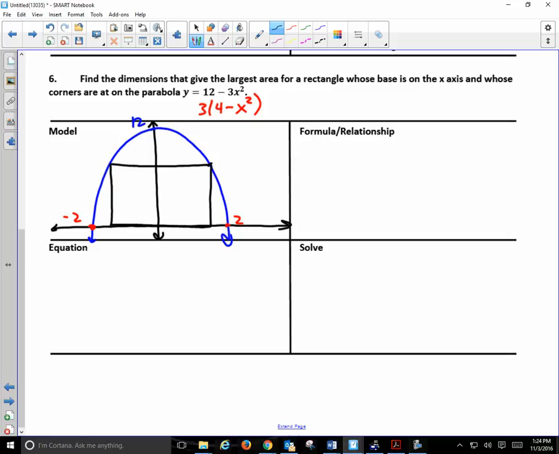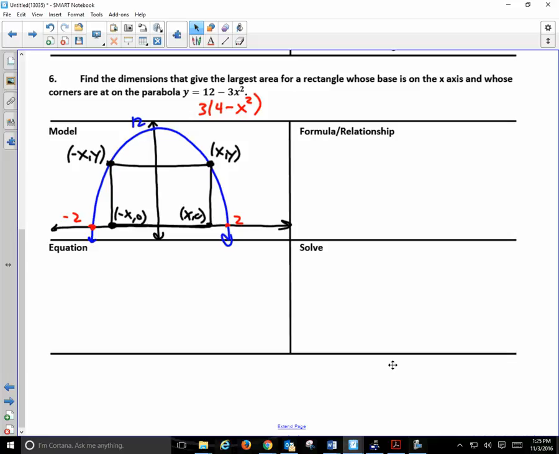We have to deal with parabolas inside, or boxes inside parabolas. So I've got x, y, got negative x, y. Somebody tell me what this coordinate down here is. Negative x, 0. And this one would be positive x, 0. Okay, cool. I got a drawing. And in your book, the drawing will be given to you.